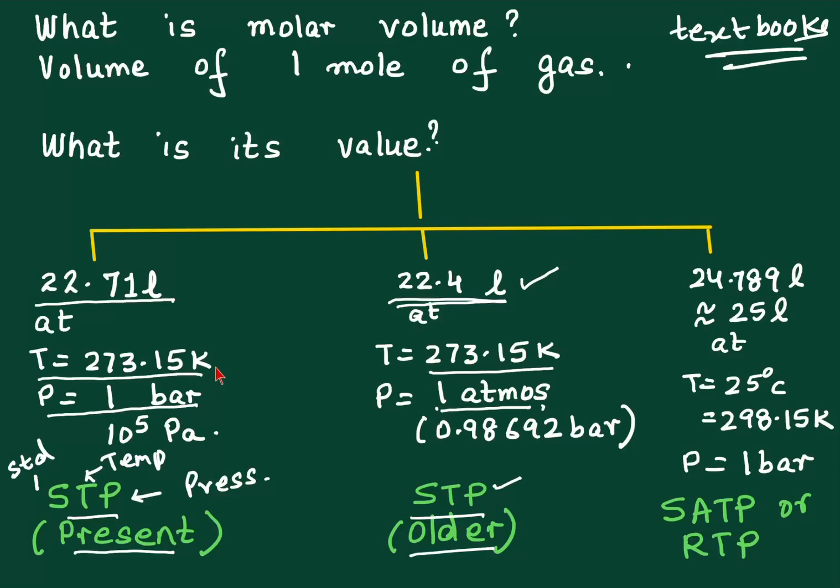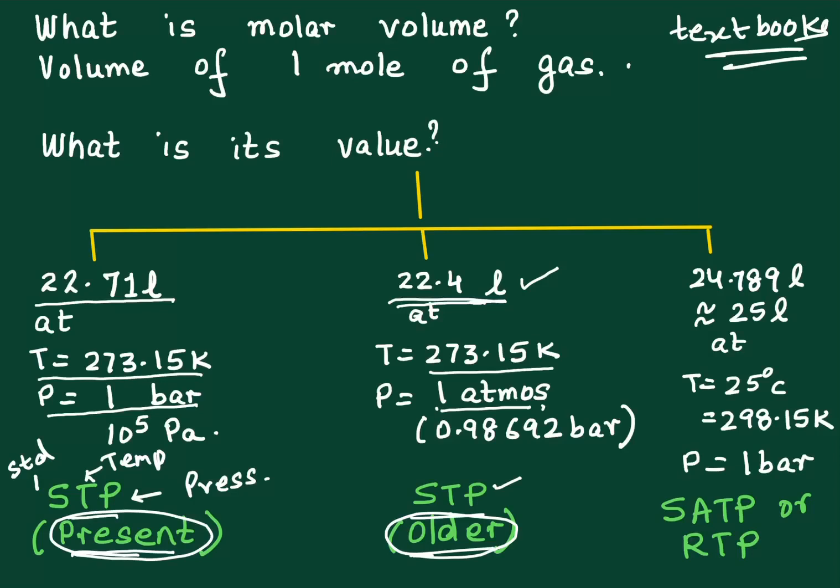So try and understand the logic behind it rather than just memorizing it. So it's 22.71 liters when you are taking the pressure as 1 bar. That's the standard pressure. That is why if you notice I have written the word present over here. Presently the value is this. But in older textbooks and older study material, you will find the standard molar volume as 22.4 liters.